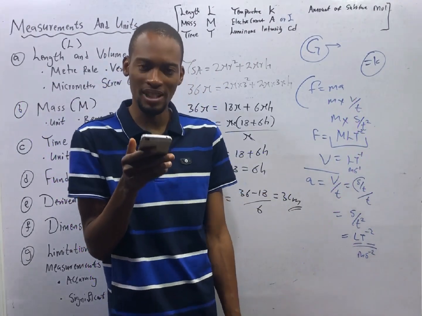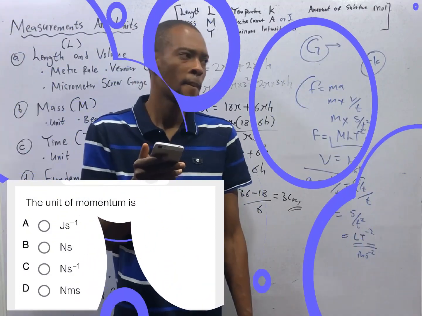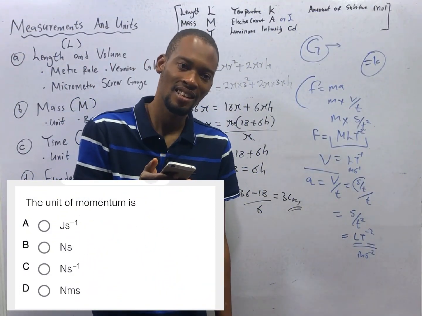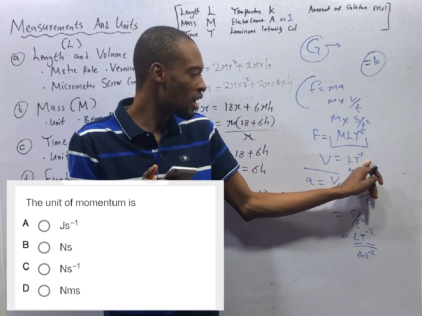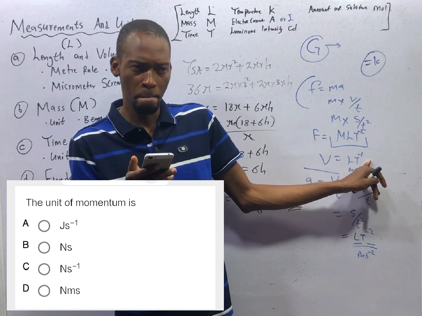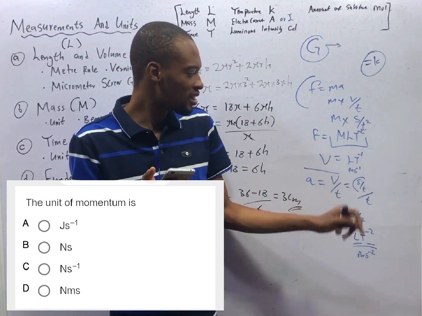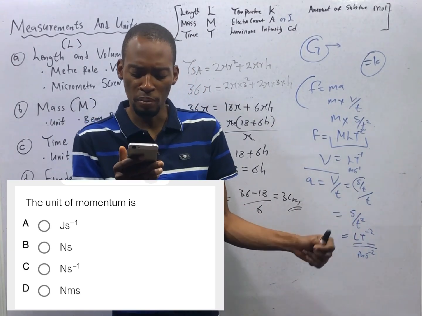The unit of momentum is dash. Momentum is mass times velocity. Velocity is L T raised to the power of minus 1. Mass is kilogram. Therefore, kilogram meter per second is the unit of momentum.